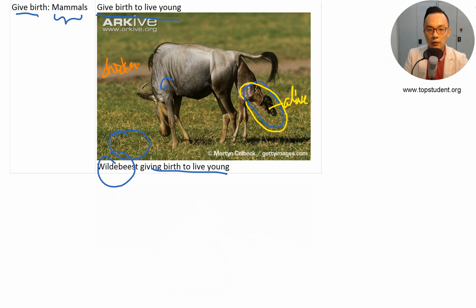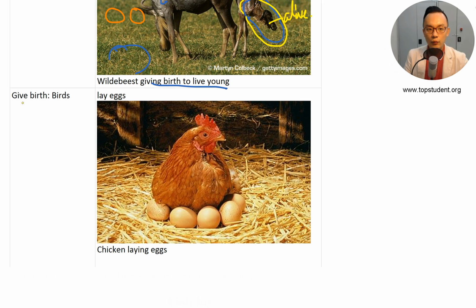A chicken, when giving birth, comes out in eggs. That's a chicken egg. So it's not live young; it comes out in eggs. And we have the picture over here. So birds give birth; they lay eggs. After they lay eggs, they have to sit on the eggs and keep them warm, otherwise the eggs will die. Chicken laying eggs.